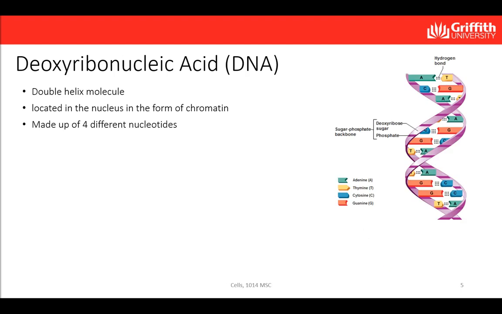DNA is a long double chain of nucleotides that are coiled into a spiral staircase-like structure called the double helix. It is located inside the nucleus in the form of chromatin. DNA is made up of 4 different nucleotides: adenine, thymine, guanine, and cytosine. The pentose sugar in DNA is called deoxyribose, as reflected in the name.